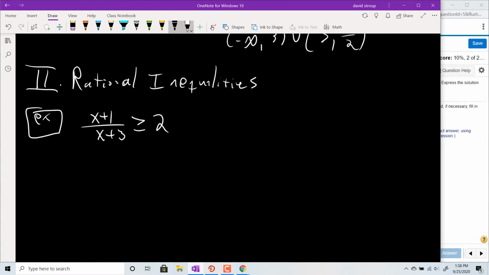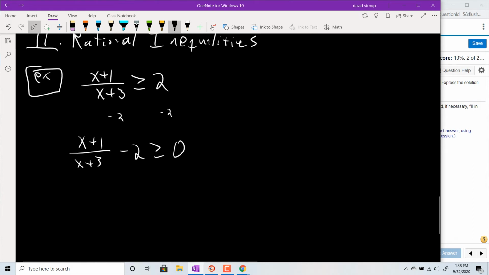So just like before, you need to get 0 on one side. So we're going to move the 2 over. That part's the same. x plus 1 all over x plus 3 minus 2 greater than or equal to 0. This next part then is a little bit of work. You have to combine these into one fraction. I'm going to need a common denominator on that second term. Negative 2 is the same as negative 2 over 1. I'm going to multiply top and bottom by x plus 3.